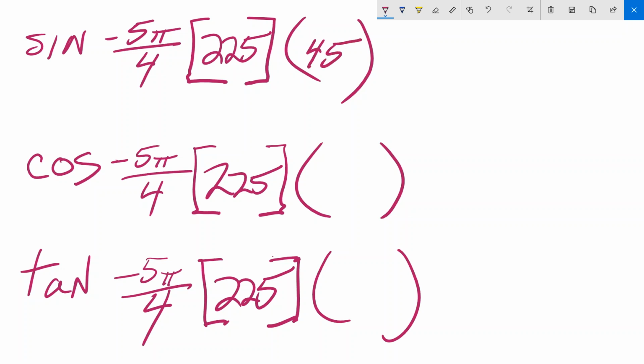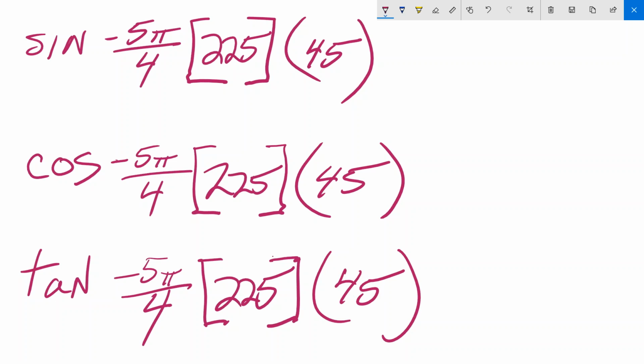Remember, all of these are going to be either 30, 45, or 60. One of those three numbers. There's never going to be a case here where it's going to be 40 degrees or 50 degrees because we're not taught those. They're not having you use a calculator. If you could use a calculator, you just stick it in, minus 5 pi over 4 in radians, and you'd have your answer. They don't want you to do it that way. They want you to do it this way.